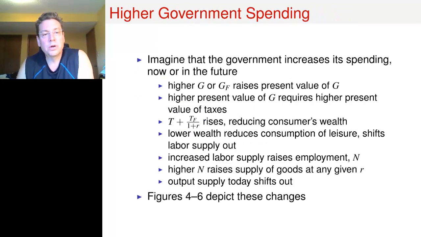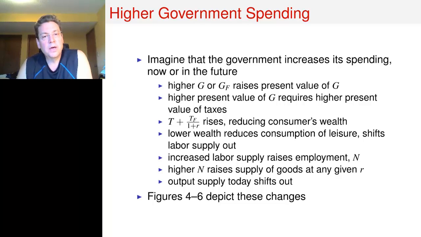So the first example we're going to go through is higher government spending. And here, first of all, remember that this is unproductive government spending. And so this change in government spending is not going to have any effect on the productivity of labor or capital. It doesn't matter then whether we're thinking about government spending going up today or going up in the future. Later it will matter that we differentiate between those, but right now it doesn't.